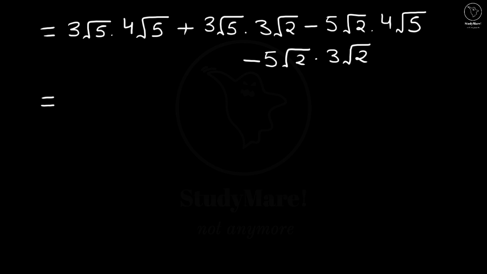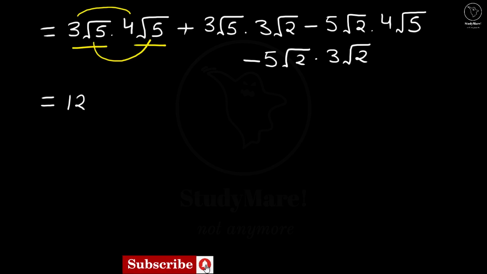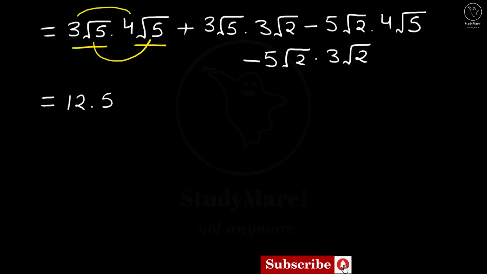3 root 5 into 4 root 5. Here we can multiply the integers together and these roots together. So we get 3 4s are 12. Root 5 into root 5 is 5. Plus, same technique we are going to use here.